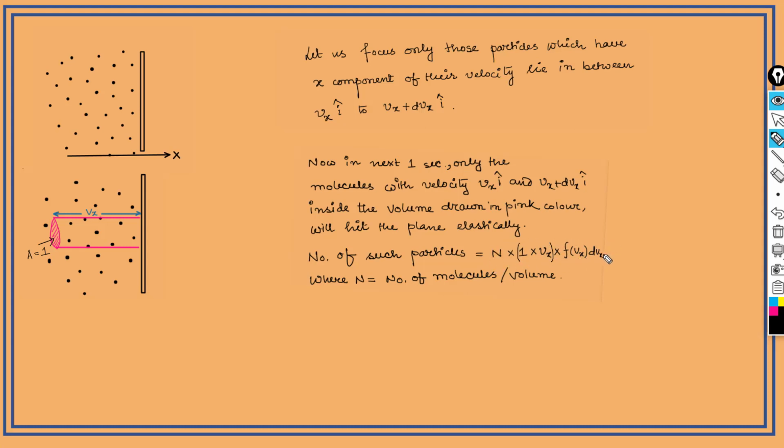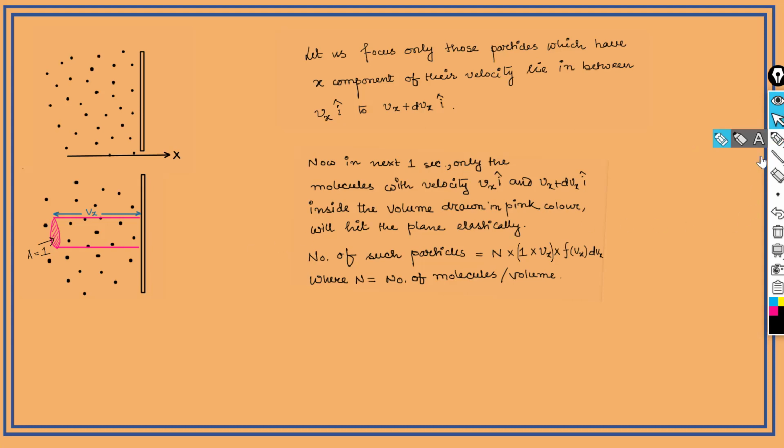So if I multiply, then I can claim that this is the total number of molecules present inside this container, inside this pink color cylinder, which have a component of their velocity along the x direction from Vx to Vx plus dVx, where n is the number of molecules per unit volume. So these molecules are going to hit per second per unit area on this particular surface.